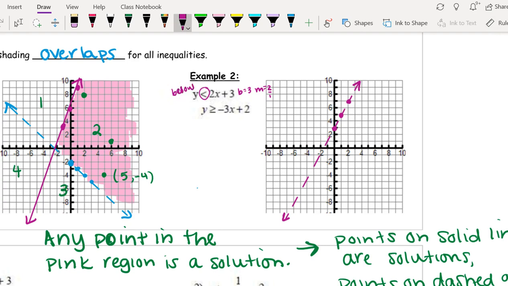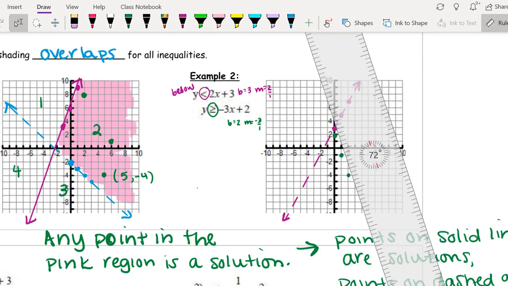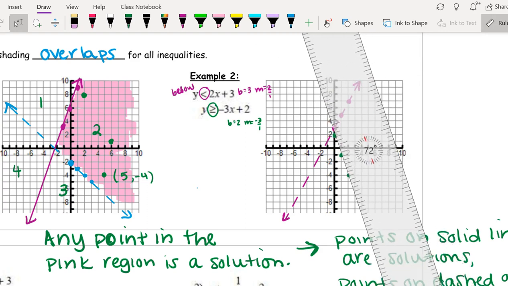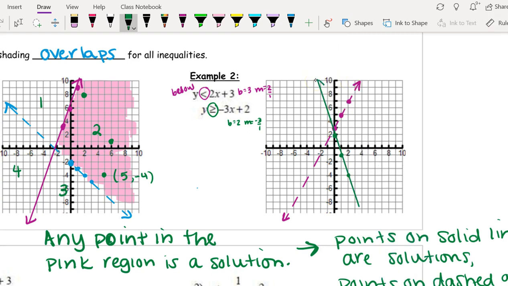Then I have y equals -3x plus 2. So I have a b value of 2 and an m of -3 over 1. b of 2 and an m of down 3, right 1, down 3, right 1. This is a solid line. Okay, and I have now, and this is greater, so it's above.